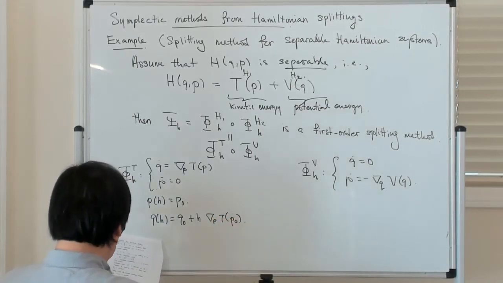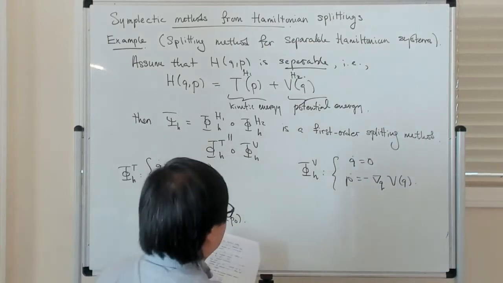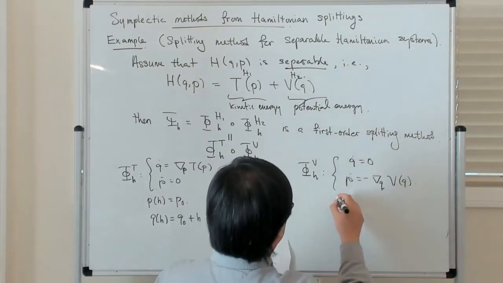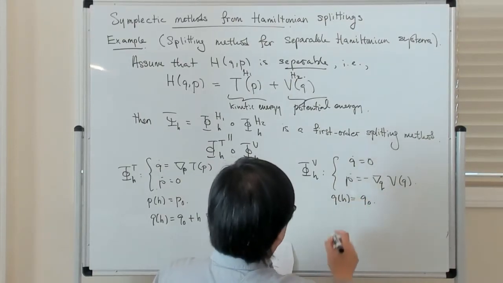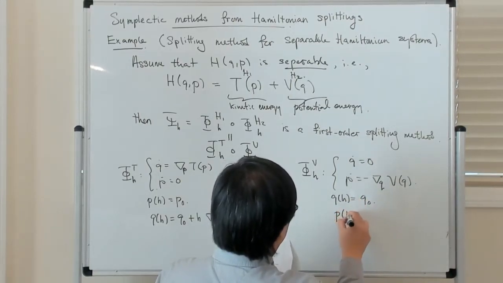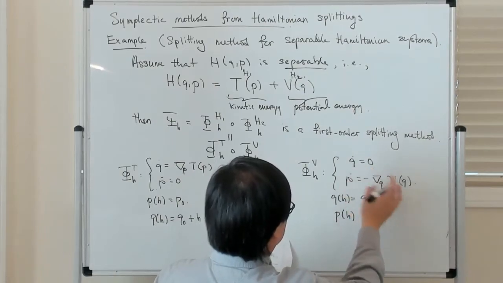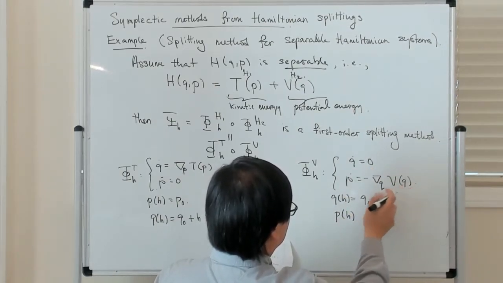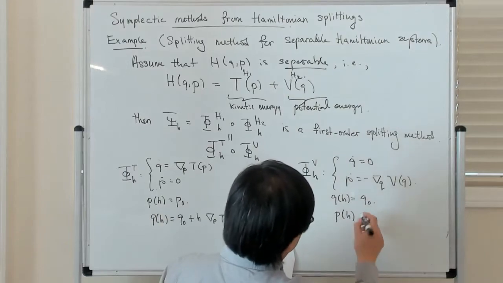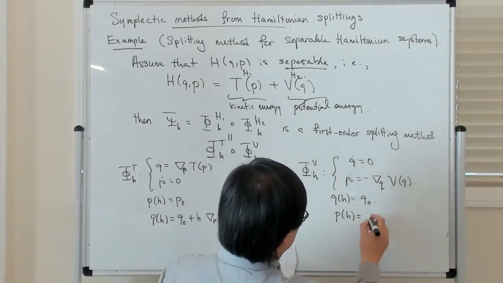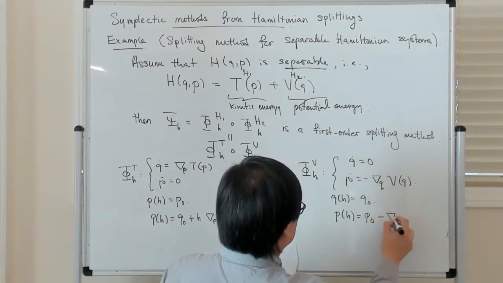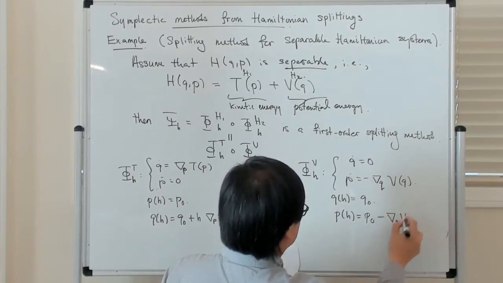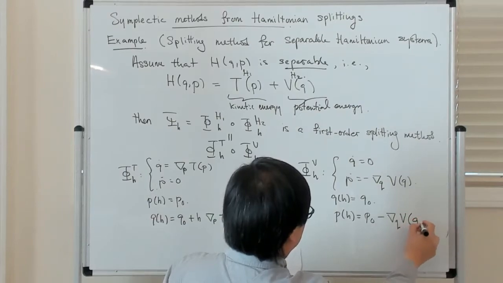We can do something similar here. So q(h) equals q at time 0, and then p(h): q is a constant, so again the right-hand side is a constant. So p(h) is equal to p at 0 minus h times the gradient of V with respect to q evaluated at q_0.